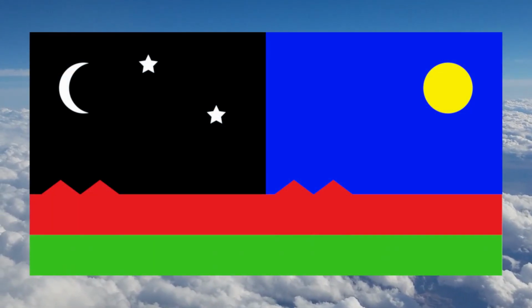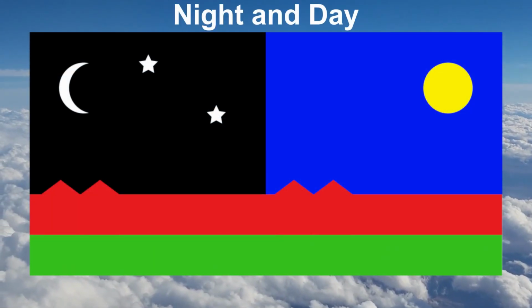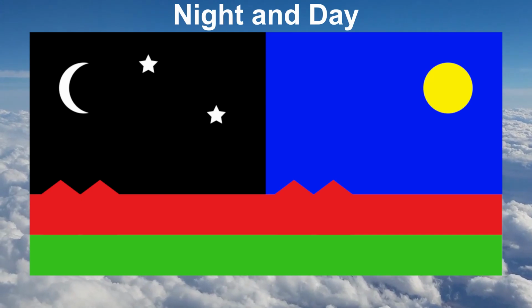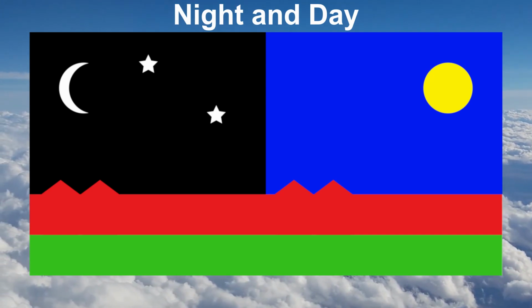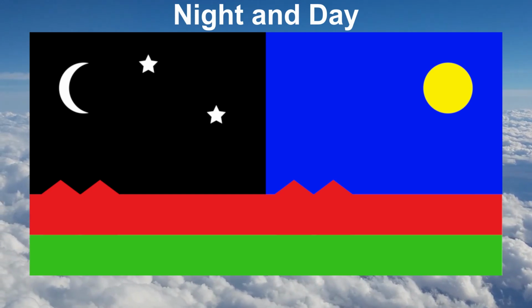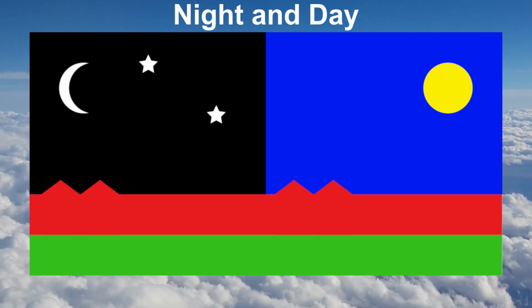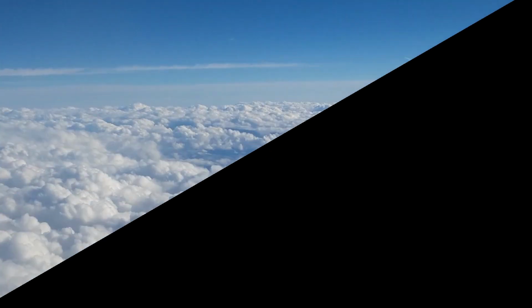This next flag is called Night and Day and represents a landscape similar to the flags of Estonia and Ukraine. The night and day sides represent the beauty of the land at any time. The red stripe represents the mountainous desert. The green stripe represents the lush vegetation.